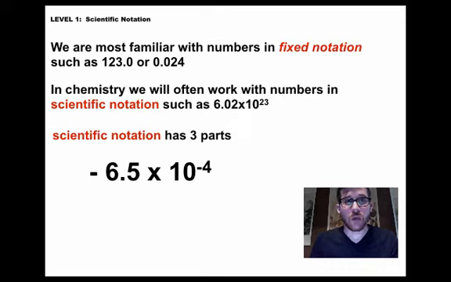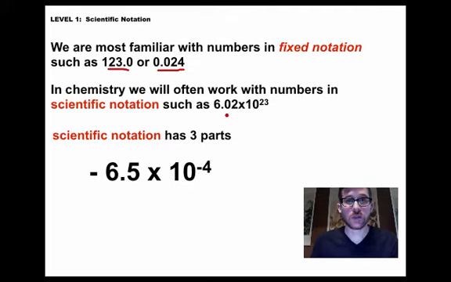So here we go. We are most familiar with numbers in something called fixed notation. That's your typical number, like 123.0 right up here, or 0.024. Okay, that's a typical number we're used to looking at. In chemistry, we will often work with numbers in scientific notation. So that's this right here, the 6.02 times 10 to the 23rd. Avogadro's number, the mole, what we learned last year.